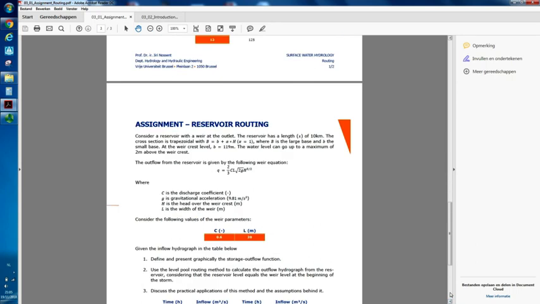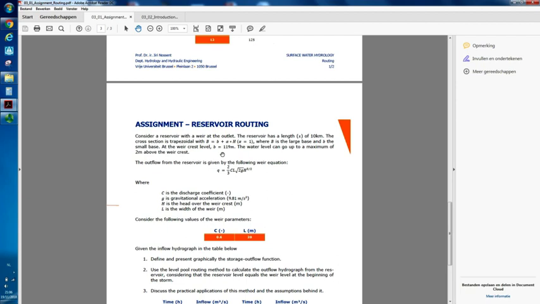And then in the second part of this exercise, we will look at reservoir routing, and there we have a reservoir with a weir at the outlet, and the reservoir has a length of 10 kilometers, and the cross section is trapezoidal with this equation, where capital B is the large base, small b is the small base, and then the change over the height is given with a factor alpha, which is equal to 1.